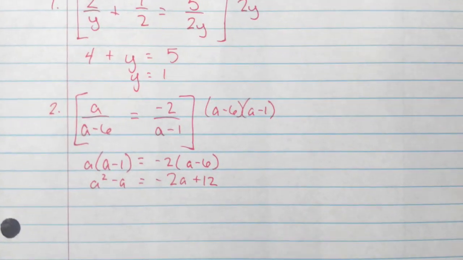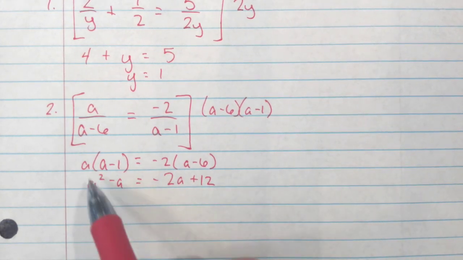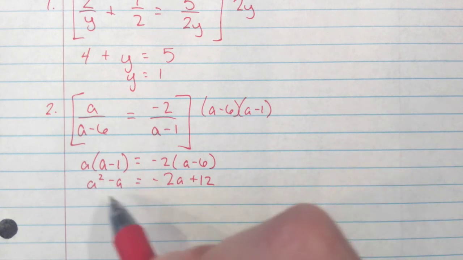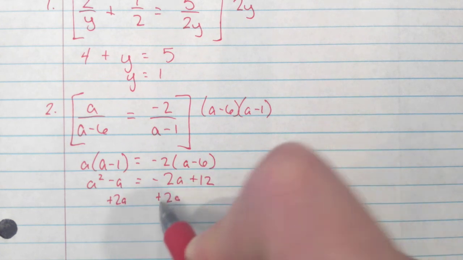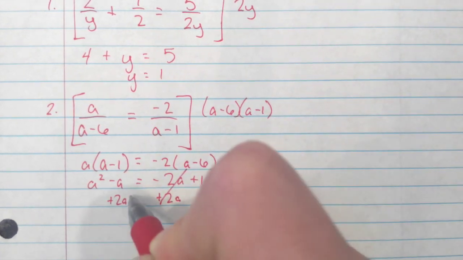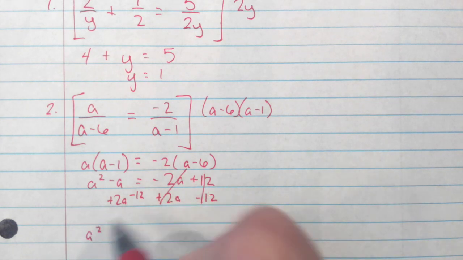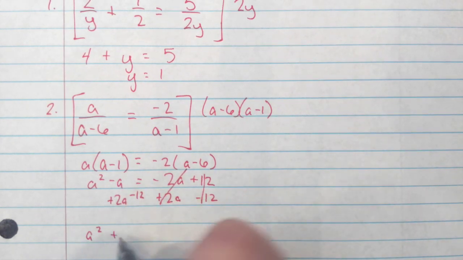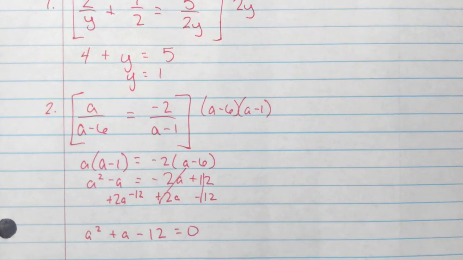So I see that I have a squared term in my problem. So that means I've got to set it equal to 0, and I want that squared term to be positive, so I'm going to move everything over to the left side. So I'm going to add 2a, and then I'm going to subtract 12. So it looks like I would have a squared, negative 1a plus 2a is positive 1a, and then minus 12, all equal to 0, which is what we want.